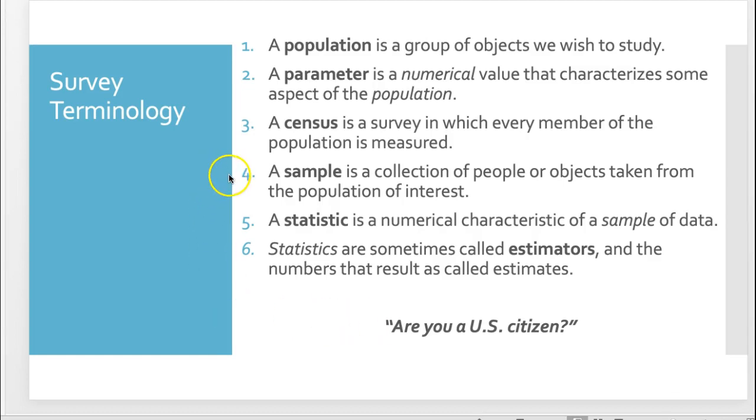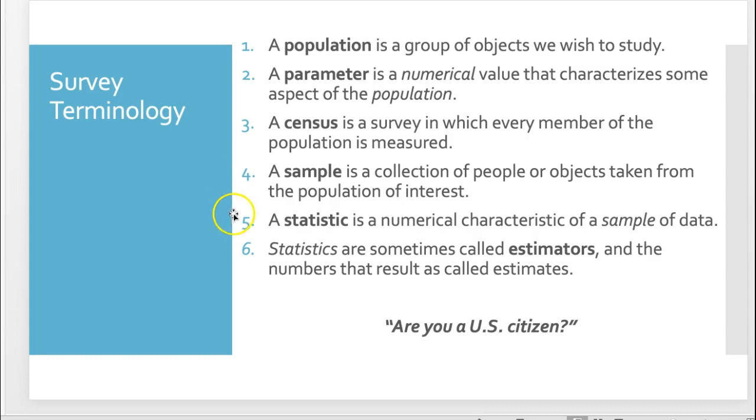Okay, number 4 is a sample. Sometimes it's impossible to measure or get responses from every member of the population, because it's too large or it costs too much time and money. So what we rely on is a sample. A sample is a collection of people or objects taken from the population of interest. I'm interested in studying community college students, but I just pick a random sample, say 100 of them, and have them fill out a survey.